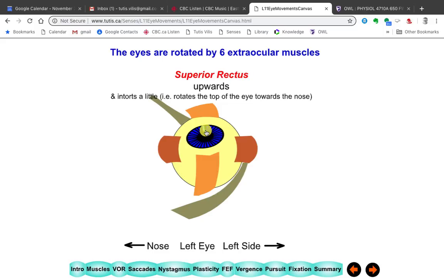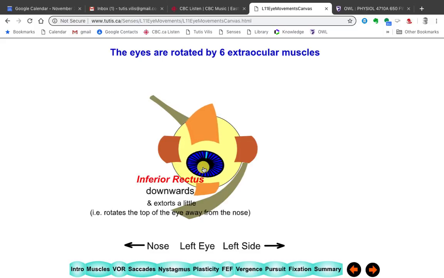Now, this little line here I drew, it was a little mark on your iris, and you notice that it's tilted a little bit towards the nose. Okay? If I click on this eye muscle, the eye goes down, but notice that the top of this is tilted a little bit away from the nose. So besides moving up and down, it also turns the eye a little bit.